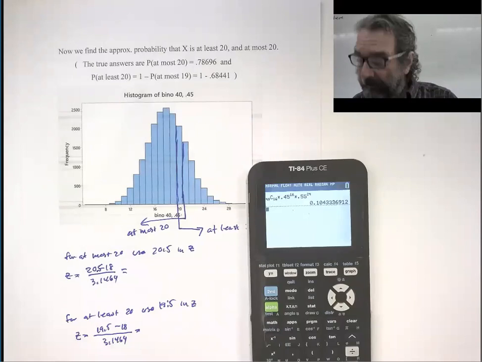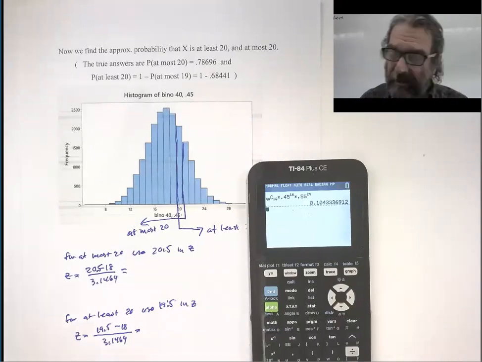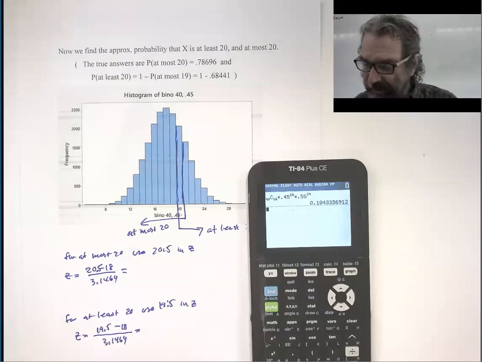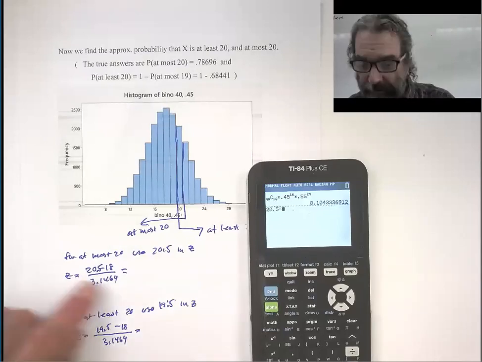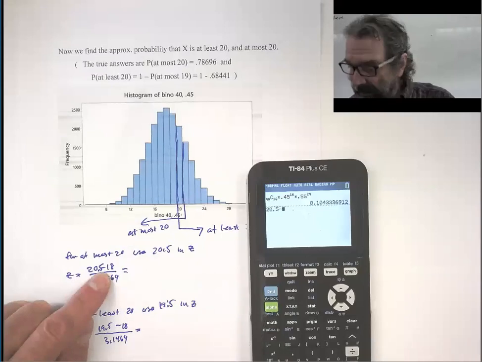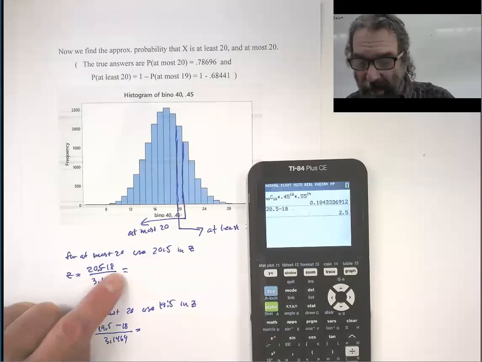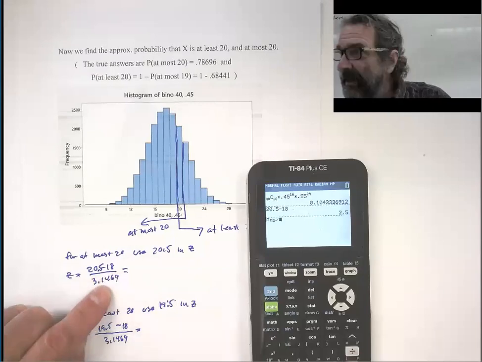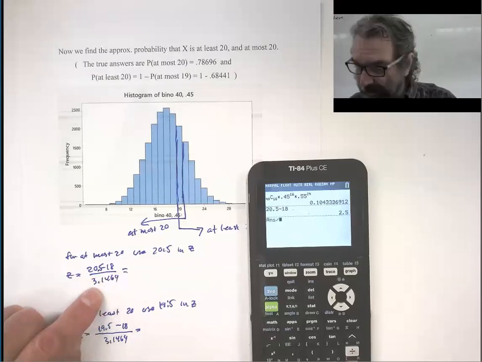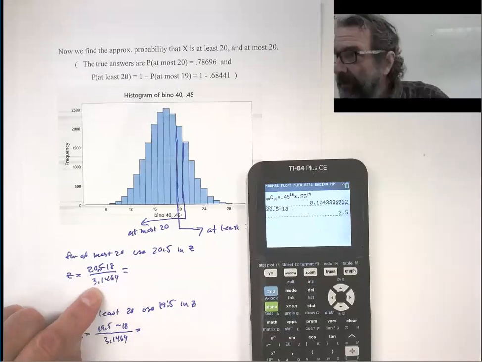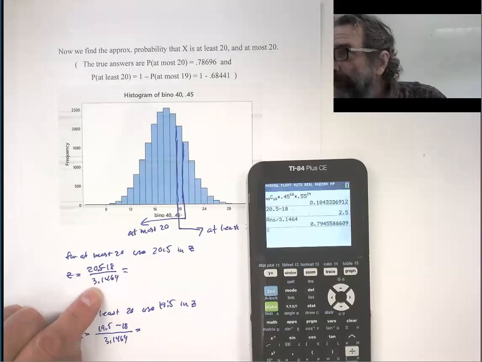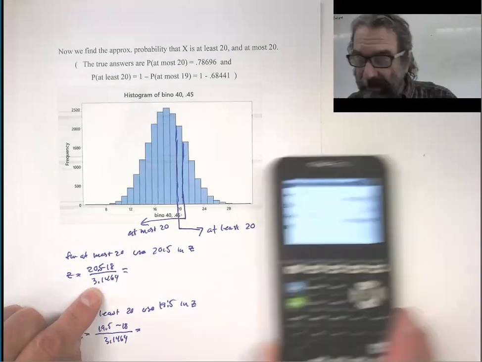So if you don't want to use parentheses when computing these Z formulas, you can do it like this. You just compute the top, 20.5 minus 18, and then you hit enter. The top is 2.5. And then you hit divided by, it'll take that answer and divide it by 3.1464. Okay. 0.7945.